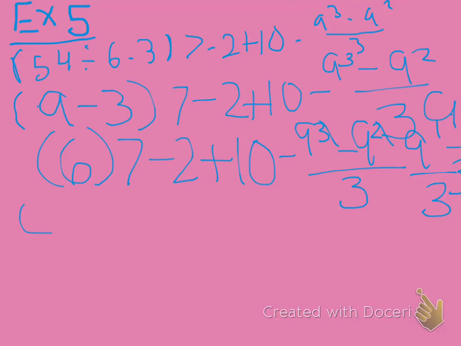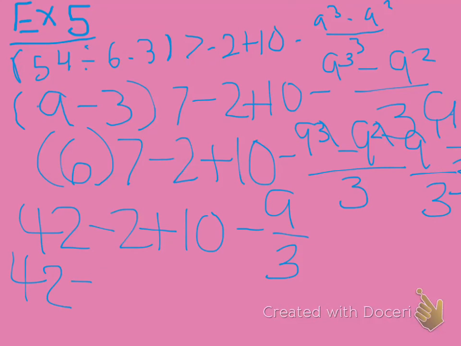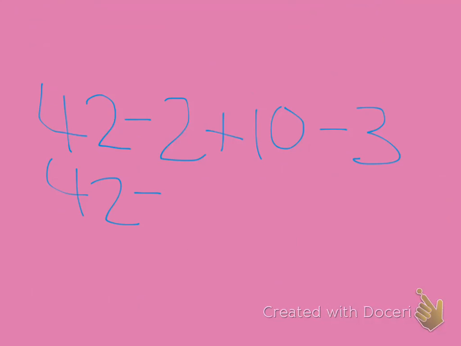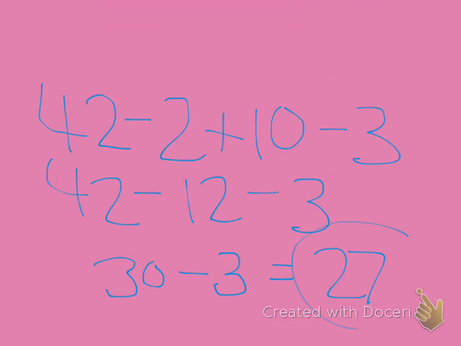6 times 7 is 42 minus 2 plus 10 minus 9 over 3. Then you do division, which is 9 divided by 3 is 3. So then you do 42 minus 2 plus 10 minus 3. 2 plus 10 is 12, so 42 minus 12 is 30. 30 minus 3 equals 27, which is your final answer.